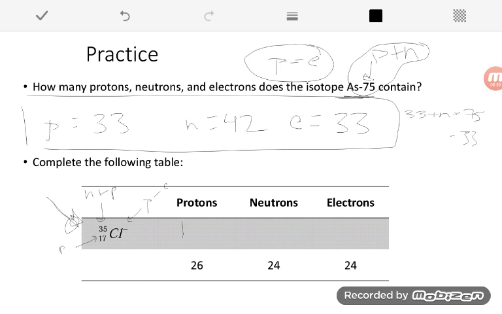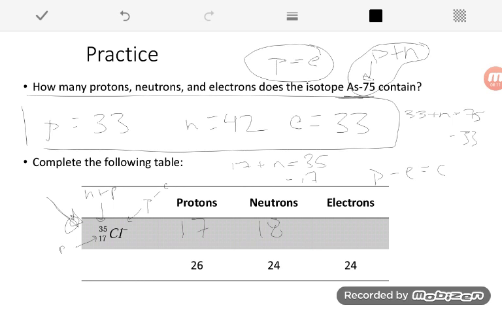The protons, really easy, is 17. For the neutrons, we know that the protons plus neutrons must add up to 35. So 17 plus however many neutrons we have must add up to 35. Therefore, if we do subtraction, 35 minus 17, that tells me that I have 18 neutrons. Similarly, for the electrons, my protons minus electrons will give me my charge.